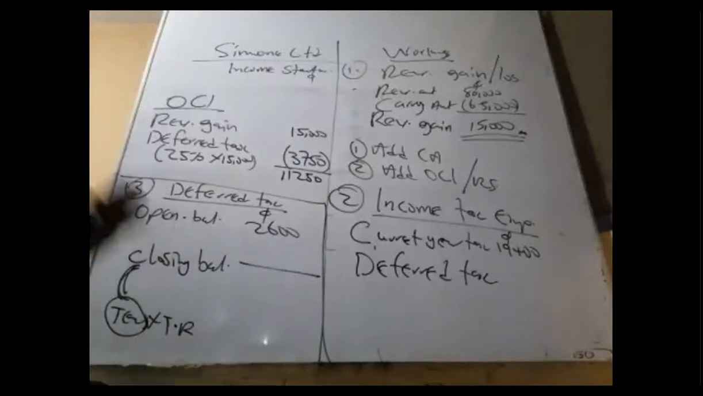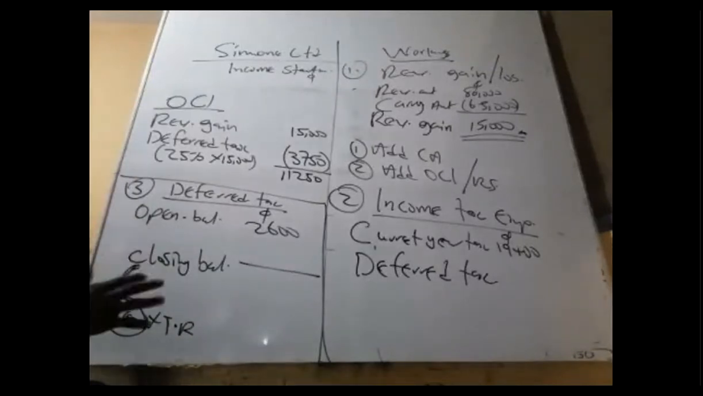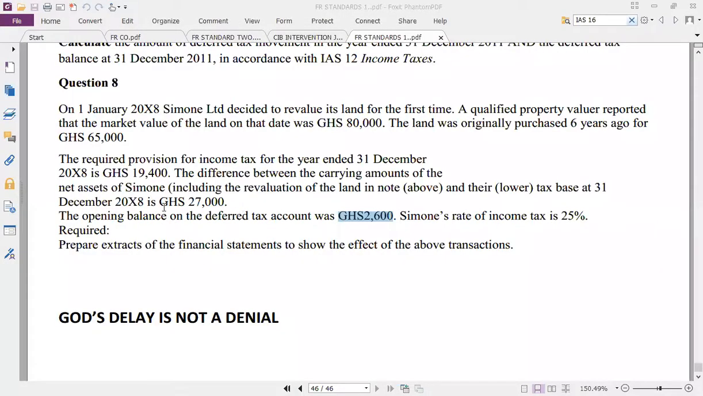Or there's an alternative working, but this one is okay. Take it off. So let's go and see whether they did that. There's something here. The difference between the carrying amount of the net asset of C1, including the revaluation of the land. So in short, the difference between the carrying amount and the tax base happens to be 27,000. So that's the temporary difference.